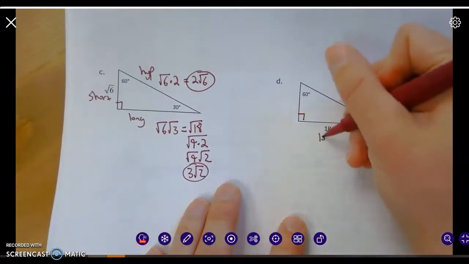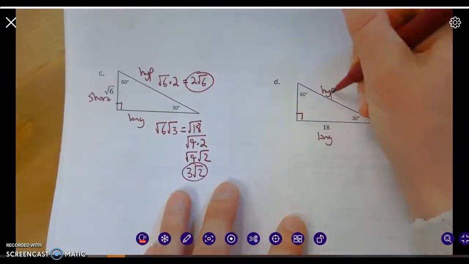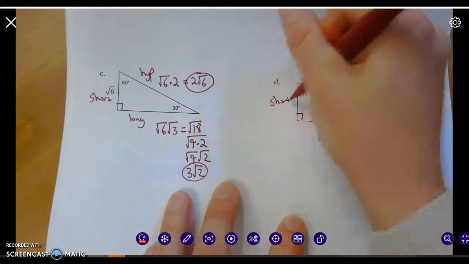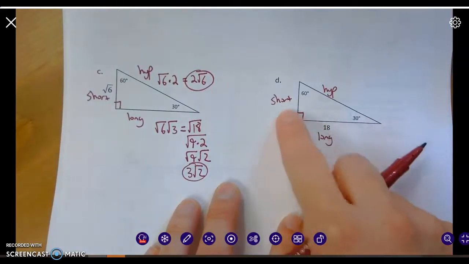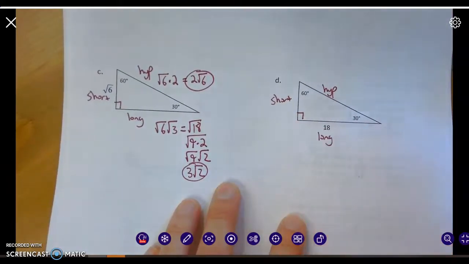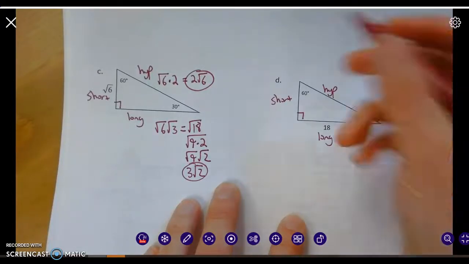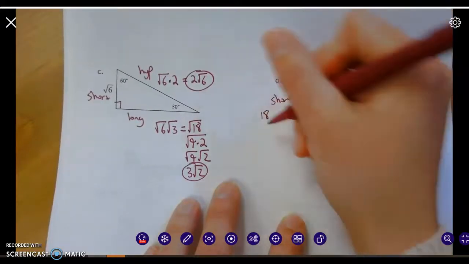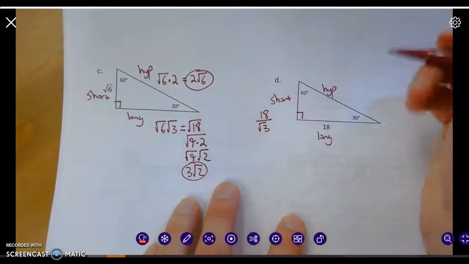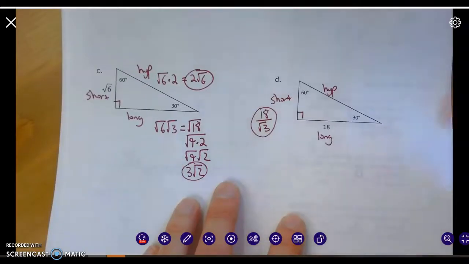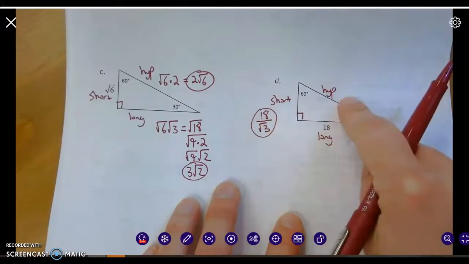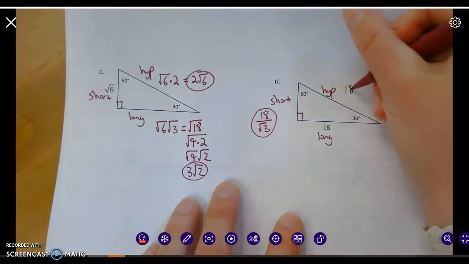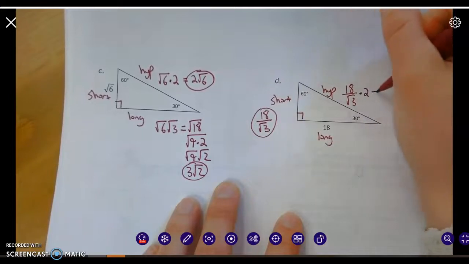Okay, for this last example, we start with the long leg, and we want to find the hypotenuse and the short leg. So we're going to go from long leg to short leg. So what we do is to find the short leg, we just take 18 and divide that by square root of 3. And we just leave it like that. And then to get the hypotenuse, we just double what we have for the short leg. So we take that 18 over square root of 3 and double it.